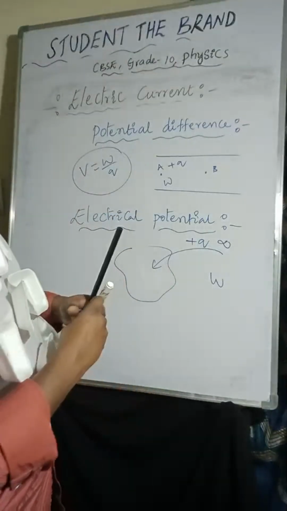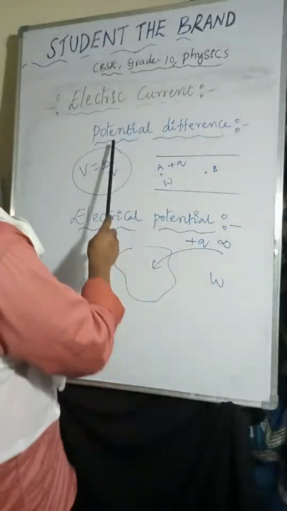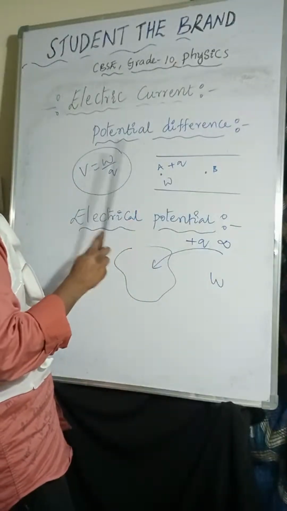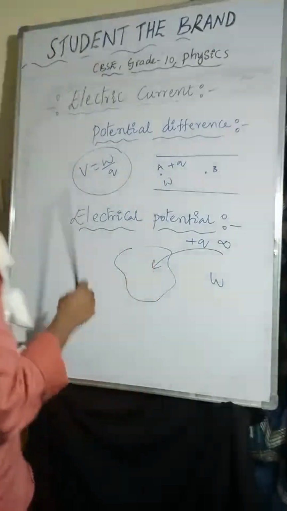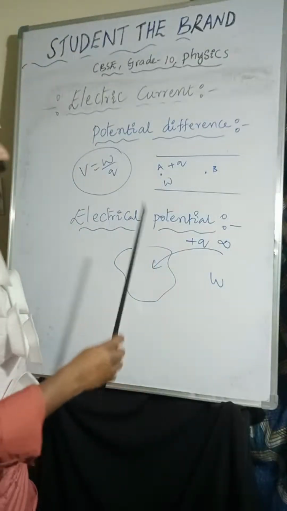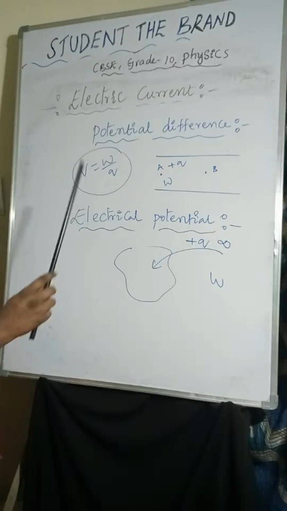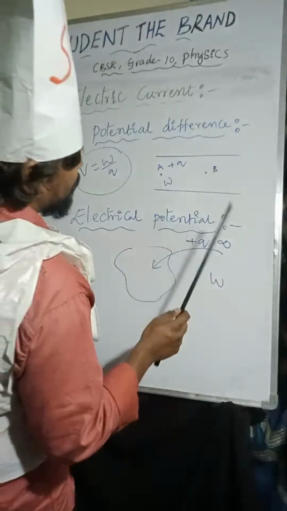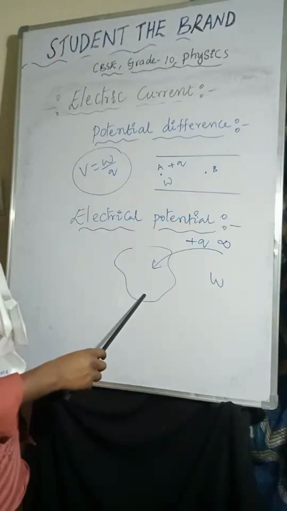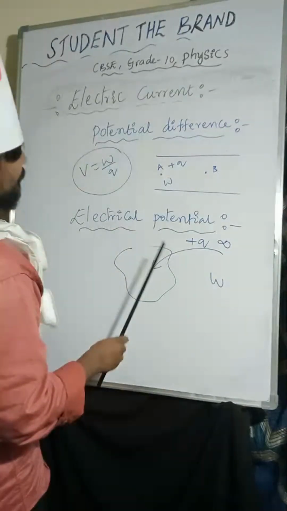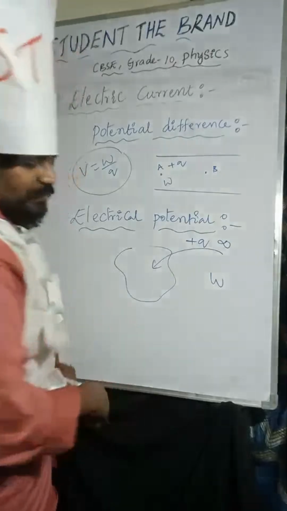Once again, you can observe. Potential difference is the work done to bring unit positive charge from one point to another point within the conductor. Electrical potential is the work done to bring unit positive charge from infinity to the required field. So this is about potential difference and electrical potential.